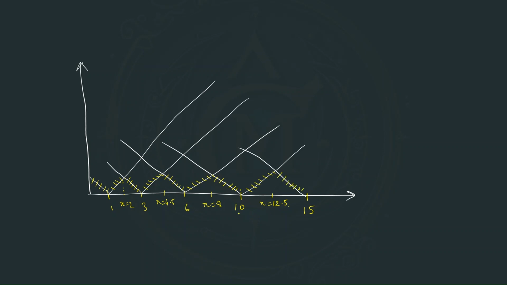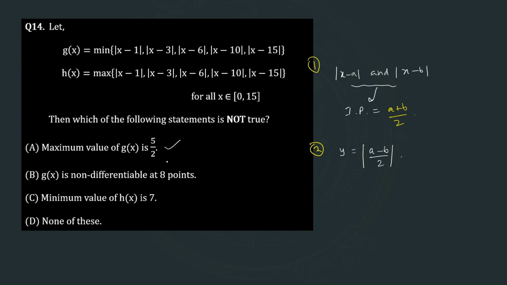Now let us calculate the functional values at these points. So at x equal to 2, it will be (3 minus 1) divided by 2, so 1. Here it will be (6 minus 3) divided by 2, so 1.5. Here it will be (10 minus 6) divided by 2, so 2. Here it will be (15 minus 10) divided by 2, so 2.5. So we can clearly see that this is the graph of y equal to g(x). So the maximum value of g(x) will be attained at x equal to 12.5 and the maximum value of g(x) will be 2.5. So option A is true.